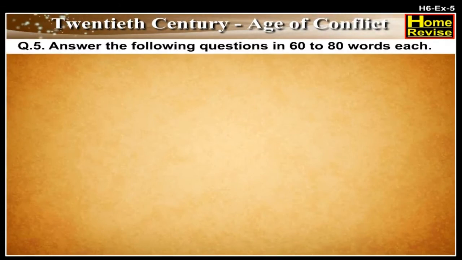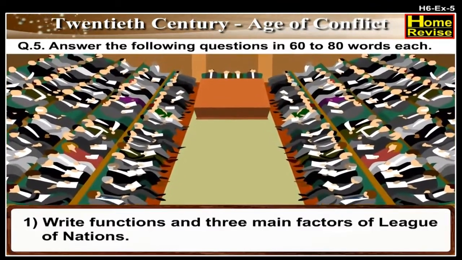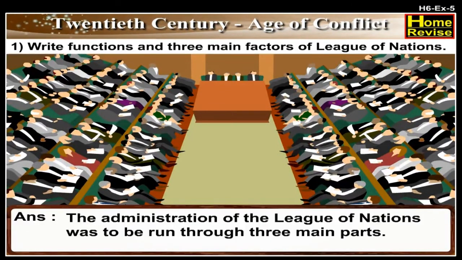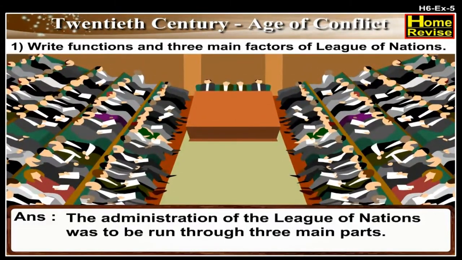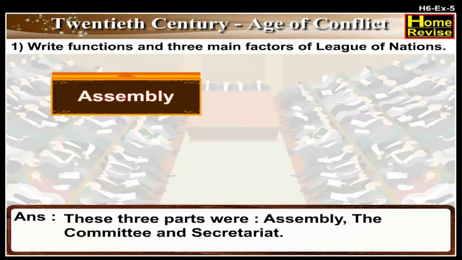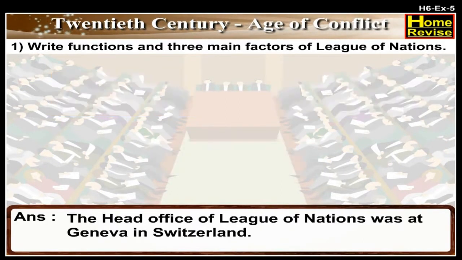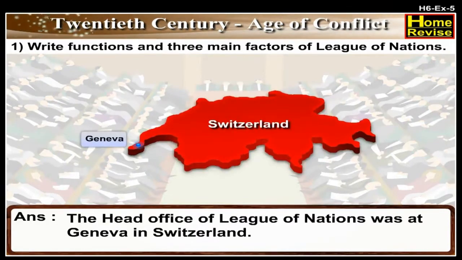Question 5. Answer the following questions in 60 to 80 words each. 1. Write functions and 3 main factors of League of Nations. Answer. The administration of the League of Nations was to be run through 3 main parts. These 3 parts were Assembly, the Committee and Secretariat. The head office of League of Nations was at Geneva in Switzerland.